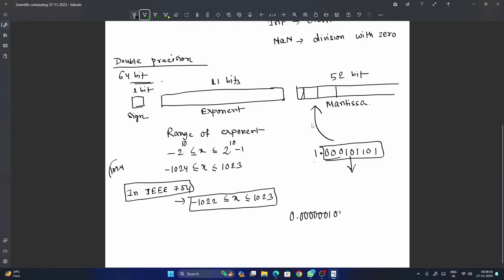Like this, your number is 0.000000 and then 1010101. Whenever you make it a normalized form, it will give you 1.010101 into 2 to the power, counting 1 2 3 4 5 6, so after the 6th place, that means 2 to the power minus 6.